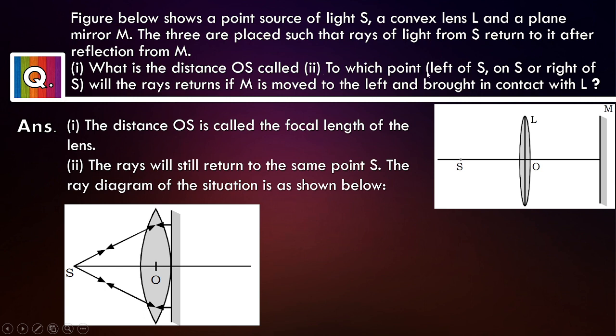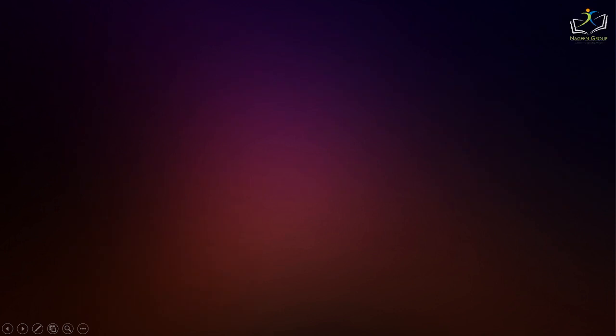The question is: to which point, left of S, on S, or right of S, will the ray return if M is moved to the left and brought in contact with L? Here the ray will still return to the same point S, right, as shown in the diagram.